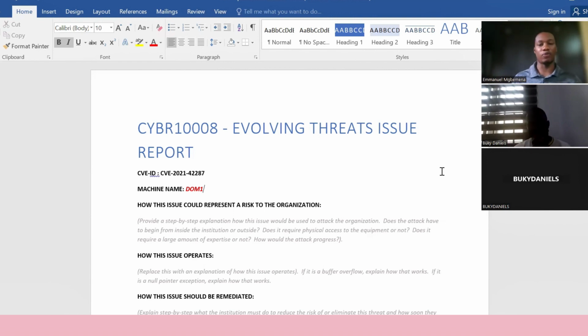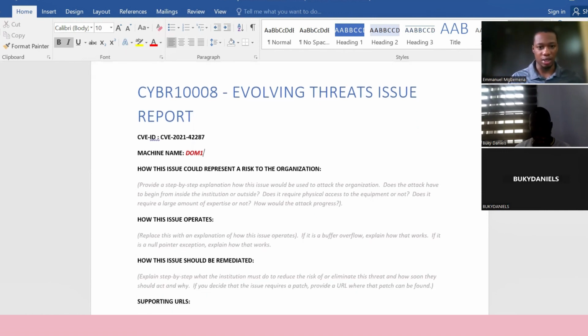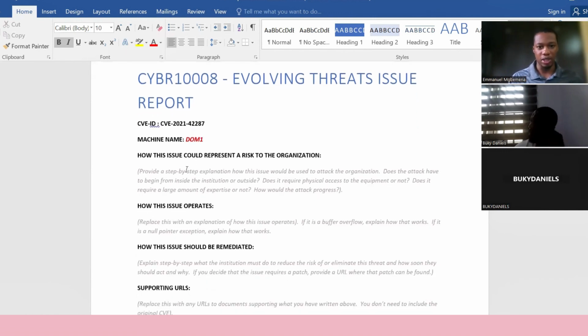They can delete stuff, create stuff, and whatever. So I think, again, this is a post-exploitation attack. I think we've already explained how the attack will progress, based on the existing knowledge and what they give to us. Next question: how this issue operates, replace with an explanation.